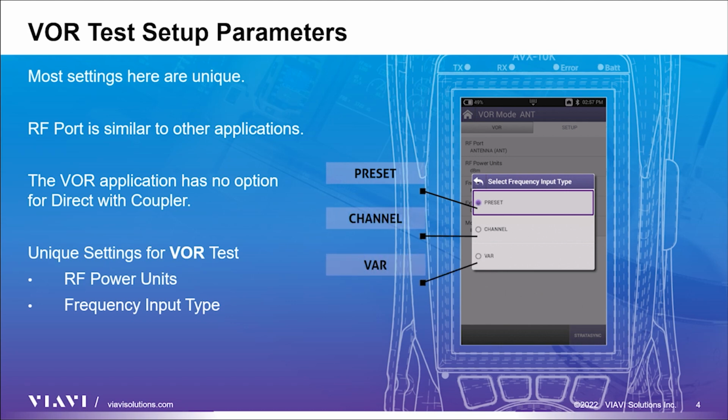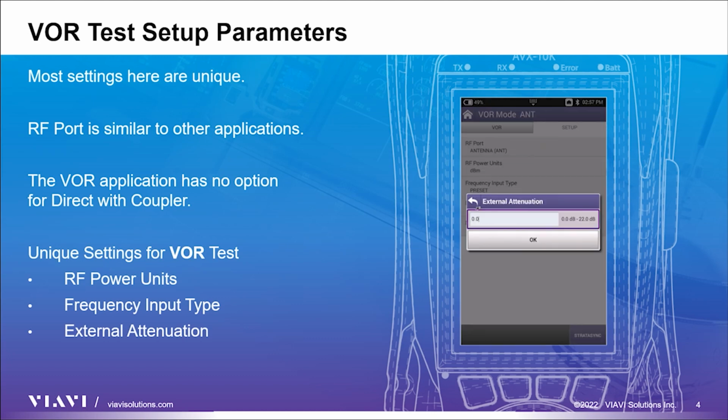Preset provides a set of 3 fixed frequencies. Channel allows the selection of any on-channel frequency. VOR, or variable, allows the selection of frequency in 1 kHz steps. Please note that the variable setting may not apply to every instrument mode.